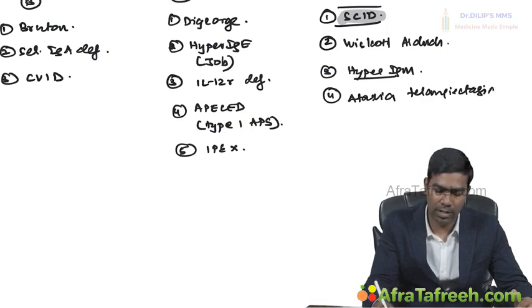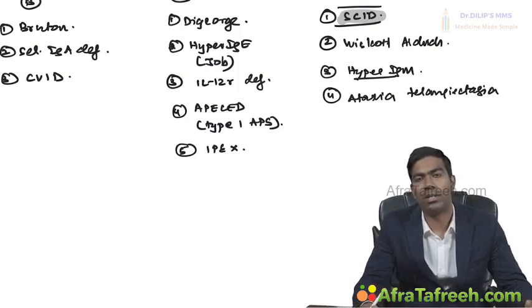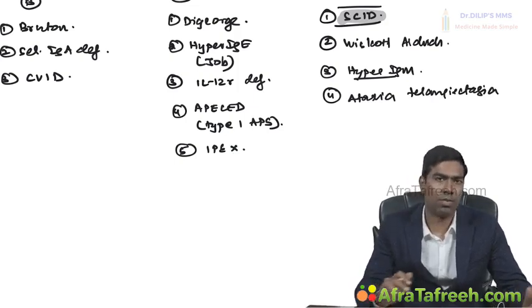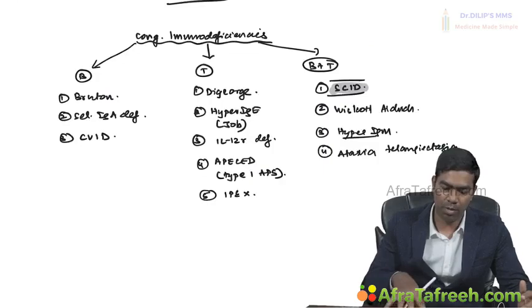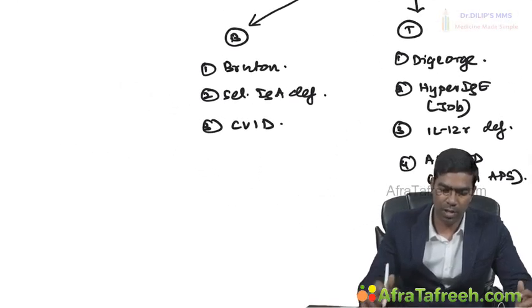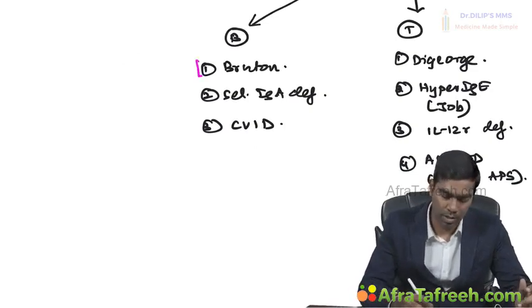Ataxia telangiectasia. So this is the general differentiation of how the immunodeficiencies are classified into a B cell, a T cell, and a B cell and T cell combined immunodeficiency. So let us see first what are the features of Bruton's agammaglobulinemia.